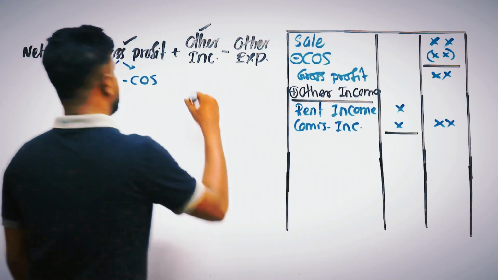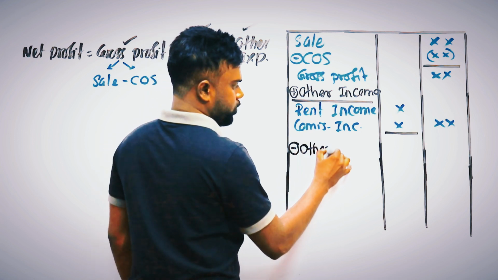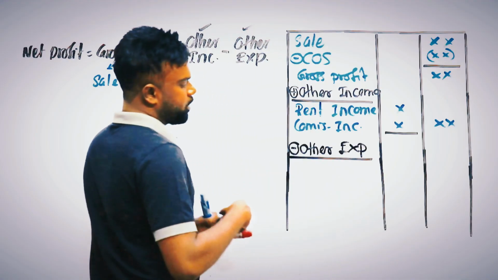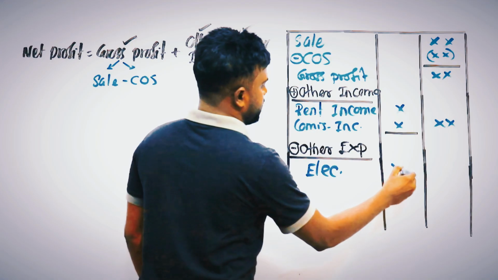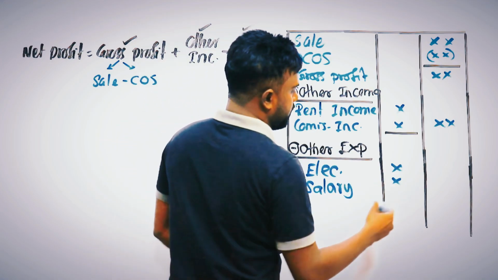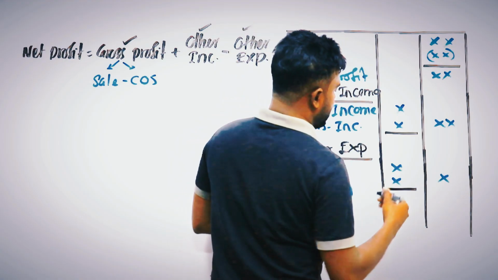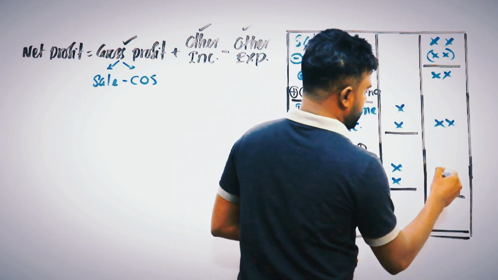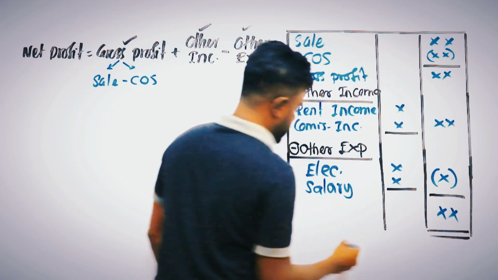Then the next item: other expenses, minus other expenses. You have to record the other expense values, for example electricity and salary, listing only two items. Then you transfer the total to the second column, but with a minus. Understand me? Gross profit plus other income minus other expenses gives you the total net profit.